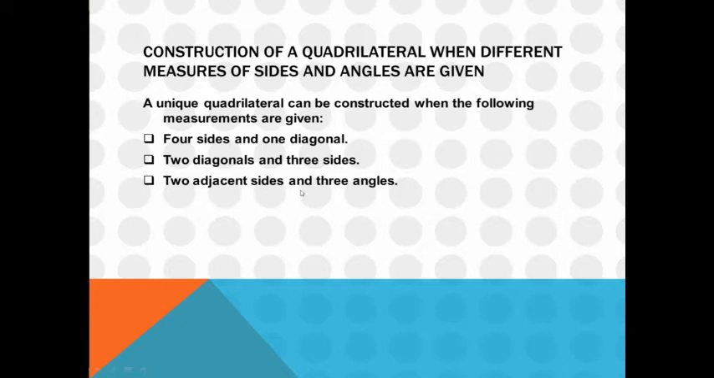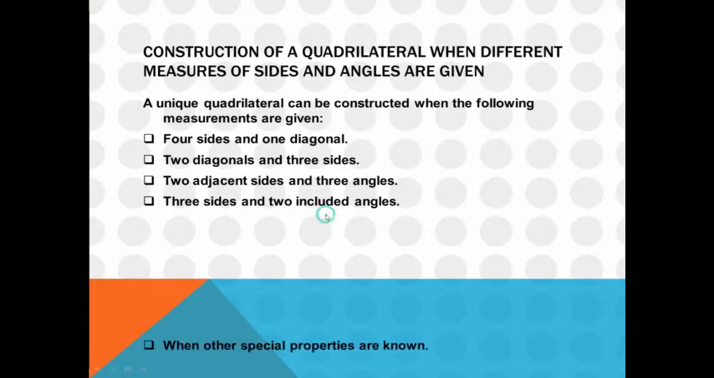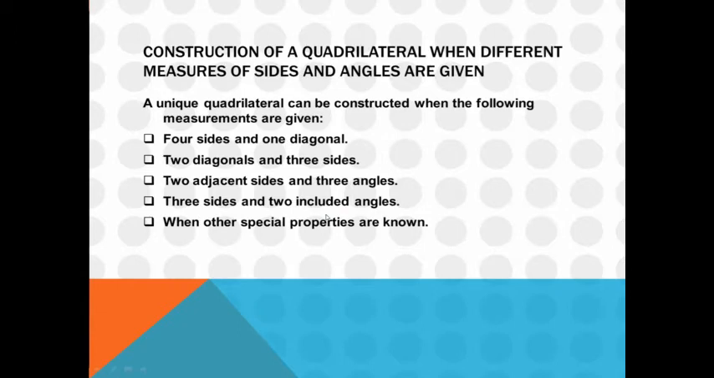So what do we need? 2 adjacent sides and 3 angles. Then 3 sides and 2 included angles: we need 3 sides of the quadrilateral, and between these 3 sides the 2 angles should be known to us. Then when other special properties are known, some quadrilaterals can be constructed by using their special properties, that is, our special quadrilaterals.